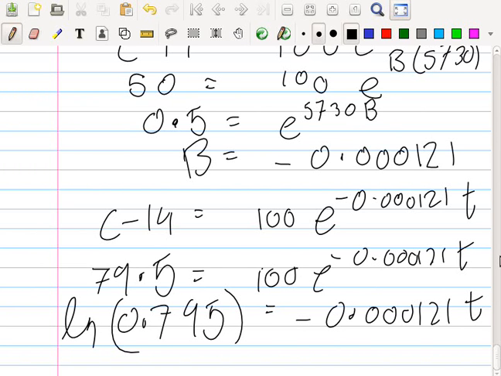What did you do? I divided both sides, I brought the 100 down, and then I took log of both sides. I did two things in one step. Right, okay. So then the t is approximately 1,900 years old, to the nearest 100 years.